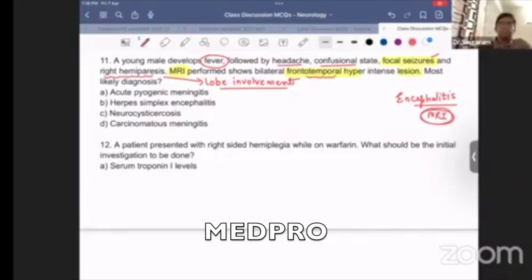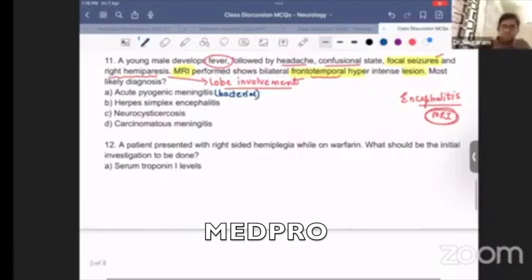So which of these organisms? Acute pyogenic meningitis, which is usually due to a bacteria, will it cause that particular problem, or viral herpes simplex, or neurocystic sarcoidosis. Of course, carcinomatous meningitis is not a condition itself. You don't need to worry about that. You have to choose your answer within the first three things. What is that? Very good.